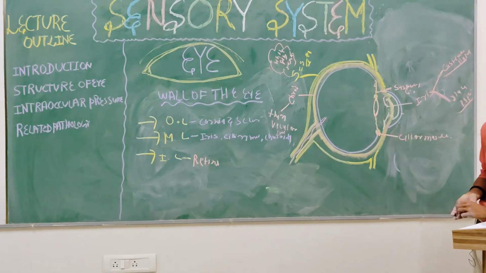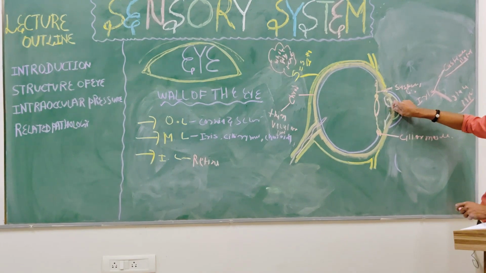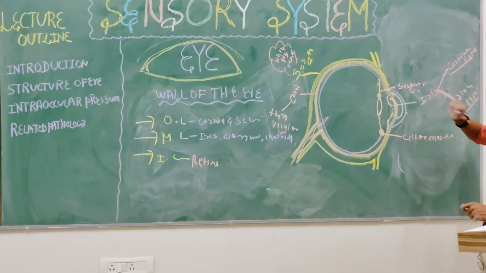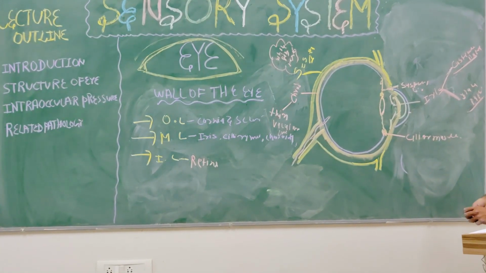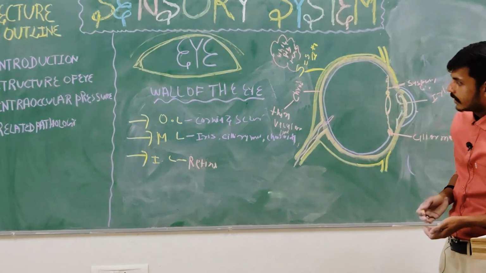This is basically a kind of curtain. It closes, that is constricted, and it is dilated. Understanding? No problem. Now come to the inner layer, that is the retina.